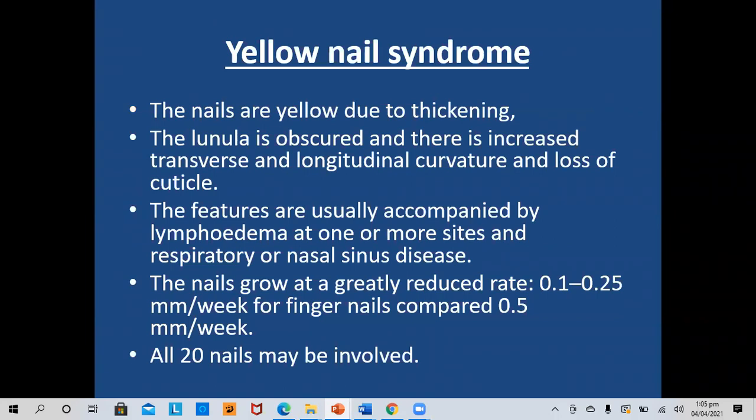Yellow nail syndrome. Nails are yellow due to thickening. The lunula is obscured, with increased transverse and longitudinal curvature and loss of cuticle. The feature is accompanied by lymphedema at one or more sites, and respiratory and nasal sinus disease. The nails grow at a greatly reduced rate of 0.1 to 0.25 millimeter per week, and fingernails compared to toenails, all the 20 nails may be involved.